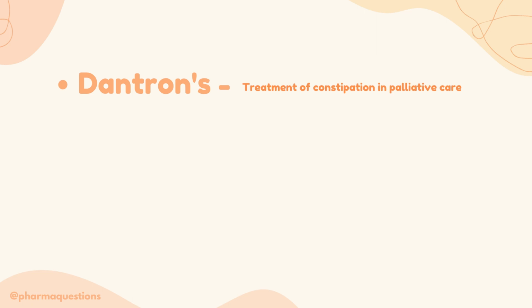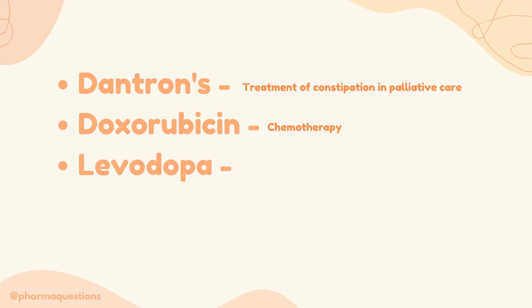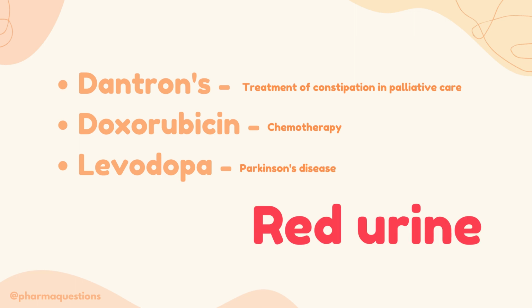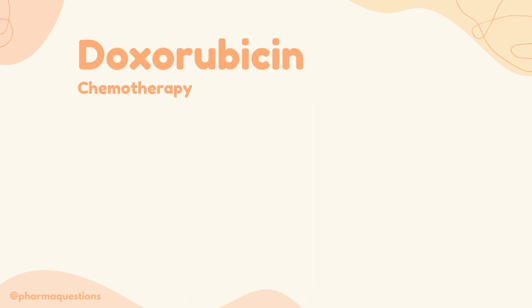Now let's have a look at the final three drugs, which are danthron, used to treat constipation in palliative care that is usually caused by opioids, doxorubicin, which is a chemotherapy agent, and last but not least, levodopa, which is used to treat Parkinson's disease. These three drugs have the potential to cause red urine discoloration, and we'll look at these in a bit more detail, which will help us remember.